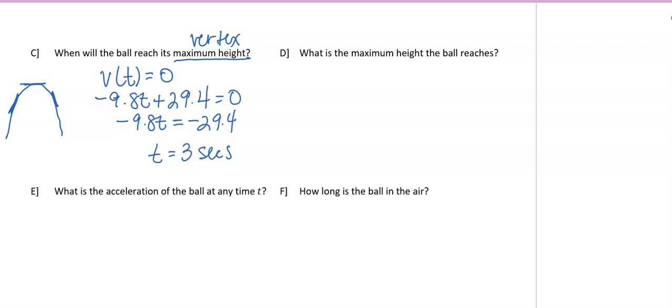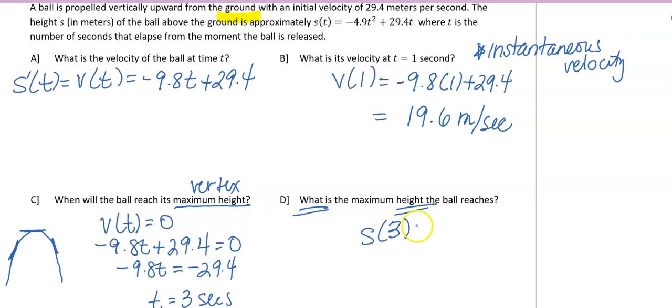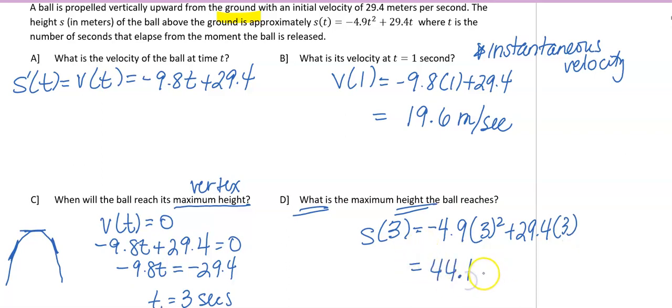But now part D, if we know the ball reaches the max at 3 seconds, we want to know what is the maximum height. Oh, height is s of t. So we want to plug in 3. I only knew what the formula was. And it is negative 4.9 times 3 squared plus 29.4 times 3. And that should be 44.1. And that is in meters.